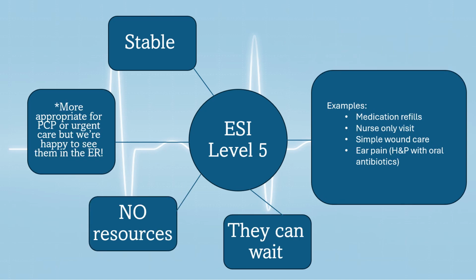Lastly, ESI level 5, these patients are stable. They're not going to require any resources and they can wait. And really, our ESI level 5 patients are probably more appropriate for primary care or urgent care, but hey, we're happy to see them in the ER anytime. Examples of level 5s: medication refills, a nurse-only visit, some simple wound care, maybe somebody who's having ear pain and so they're getting a history and physical with oral antibiotics.